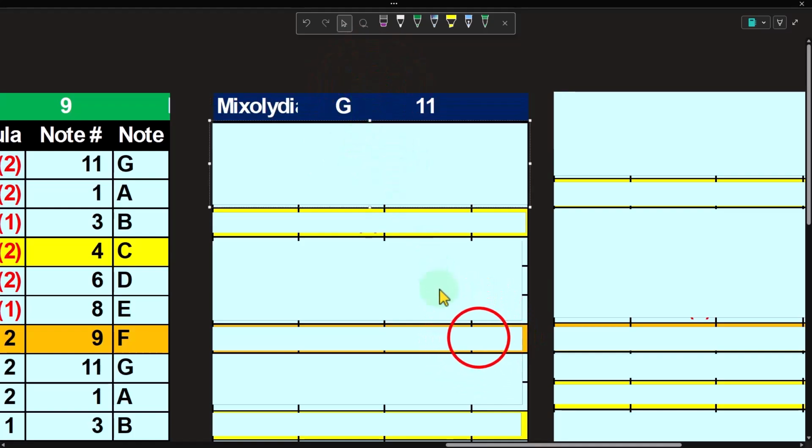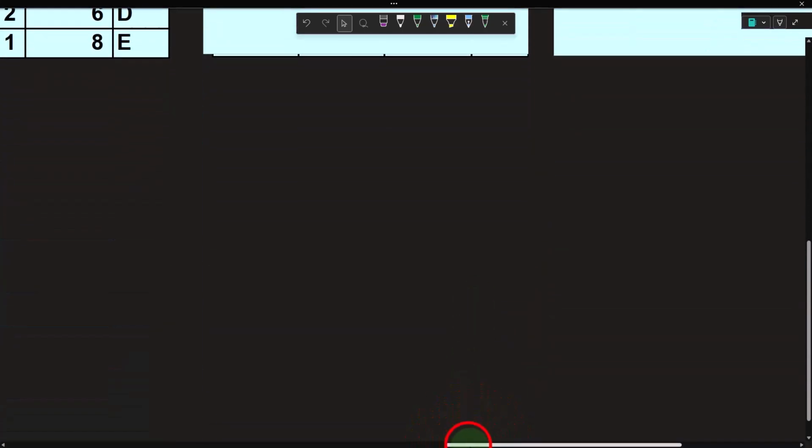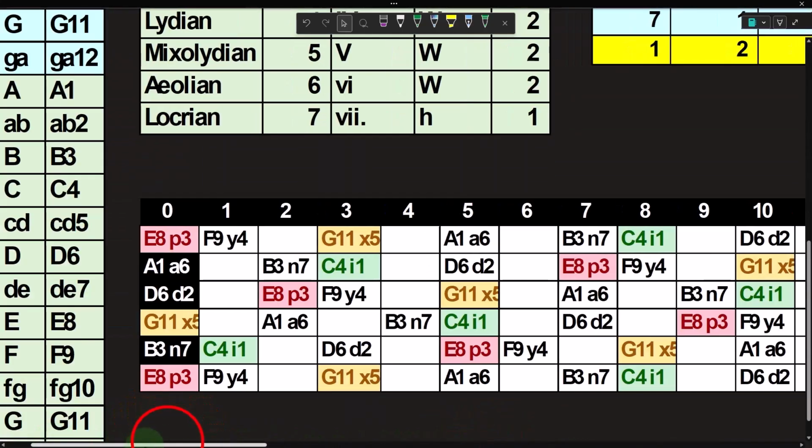Mixolydian. So we're going to be on Mixolydian. So they're like, okay, we're on G Mixolydian. So we're like, oh, gee whiz, G Mixolydian. Could you be more specific?